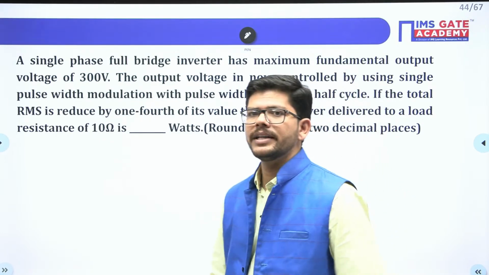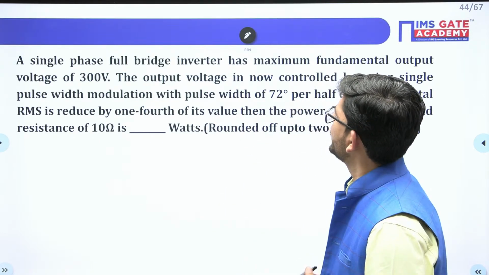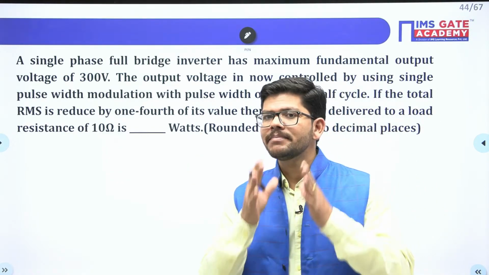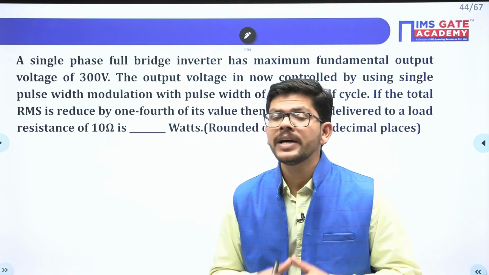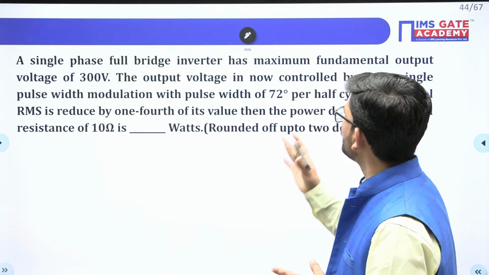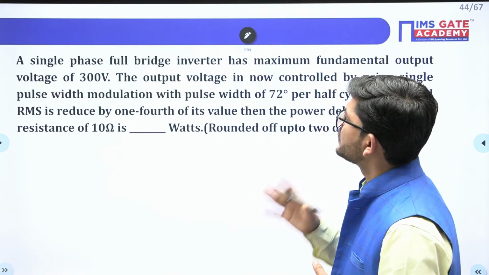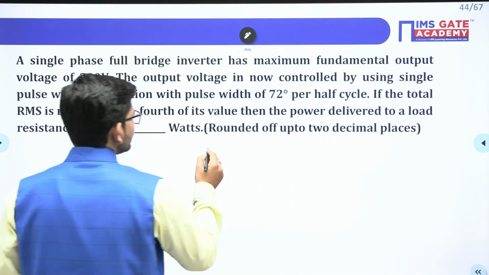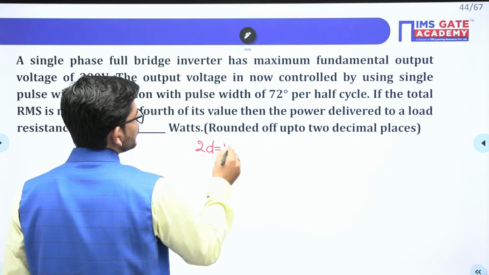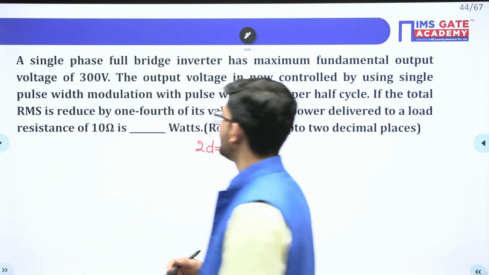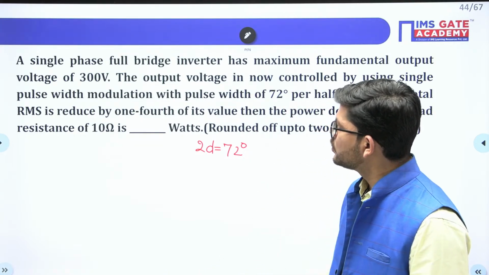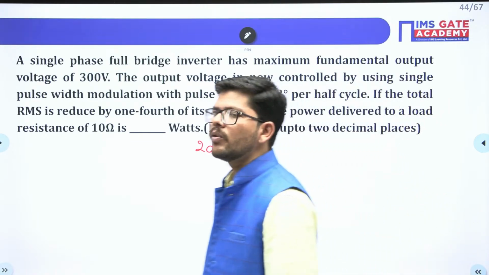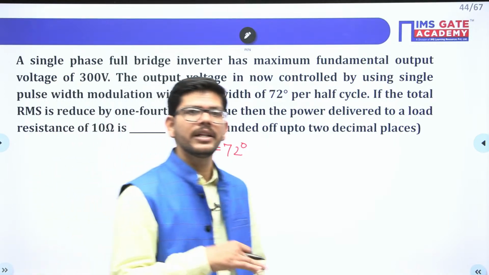Now see this problem, guys. A single phase full bridge inverter has maximum fundamental output voltage of 300 volt. The output voltage is now controlled by using single pulse width modulation with pulse width of 72 degree. So pulse width 2D is 72 degree here per half cycle. The total RMS is reduced by 1/4 of its value, then the power delivered to the load resistance of 10 ohm will be. So many twists and turns are there in this particular problem.